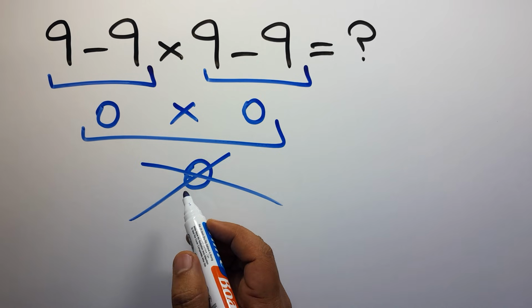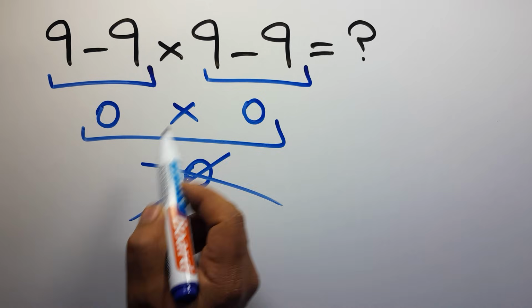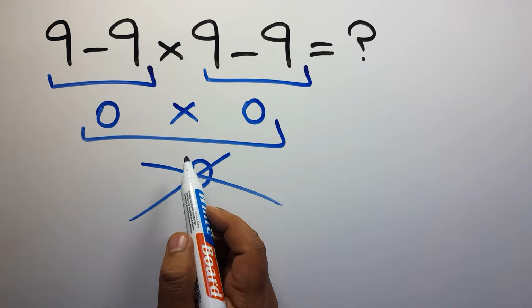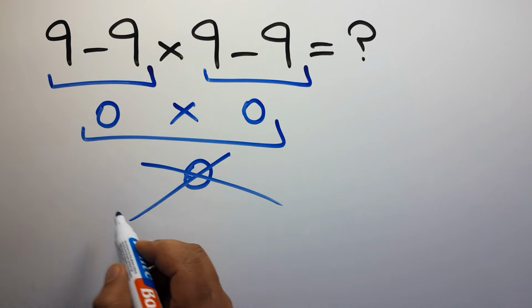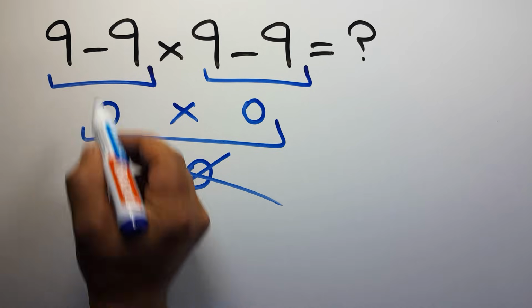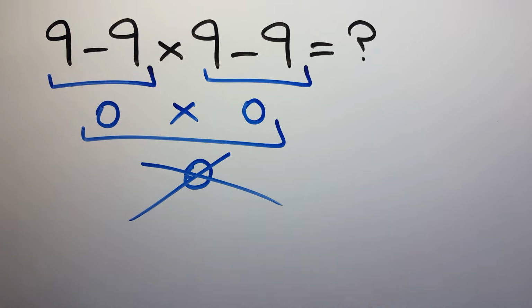Because according to the order of operations, multiplication has higher priority than subtraction. And when we have more than one subtraction in an expression, we have to work from left to right. So here, first we have to do this multiplication, then this subtraction, and finally this subtraction. If we do this subtraction or this subtraction before this multiplication, it is wrong.